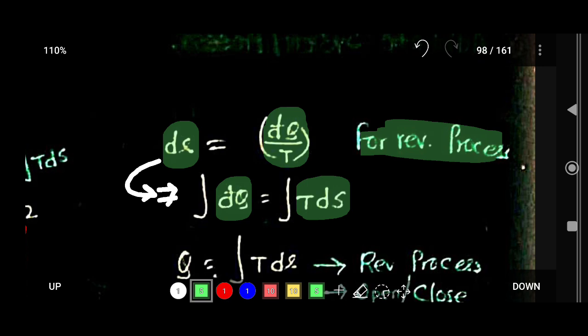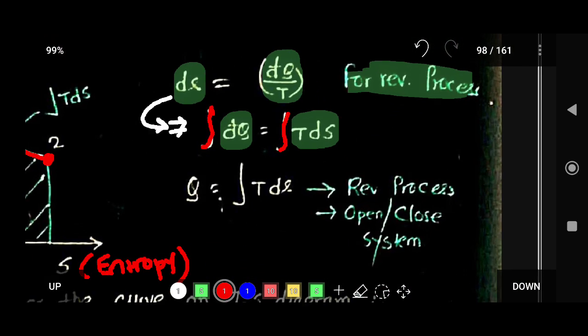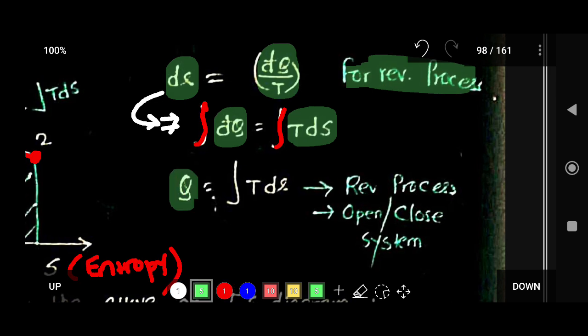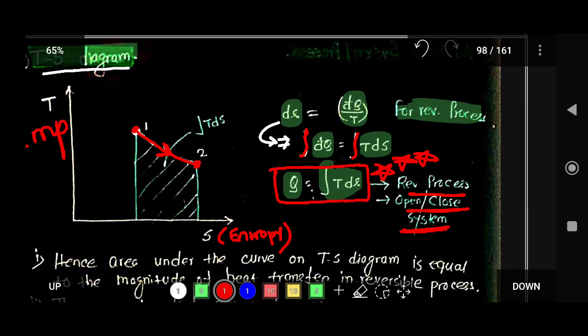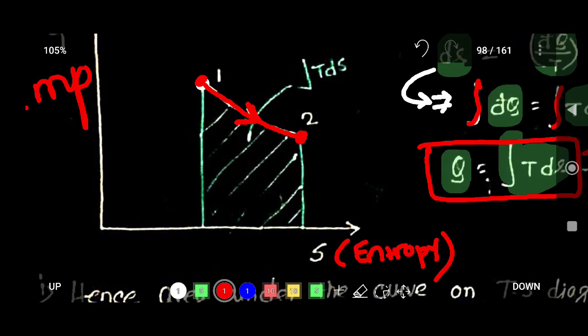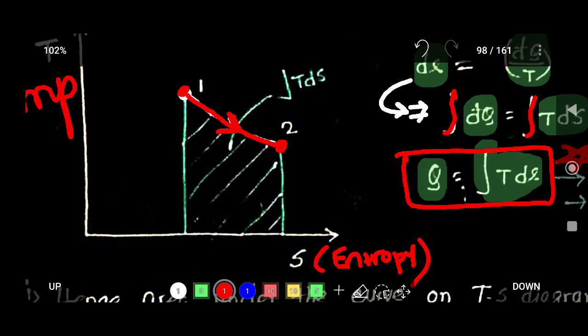So integrate on both sides. From here you can calculate the amount of heat, q, which is equal to the integration of T dS. This equation is applicable for a reversible process, for any open system or closed system. So if you want to calculate the amount of heat for a reversible process, whether open or closed system, this is the formula: q equals the integration of T dS.